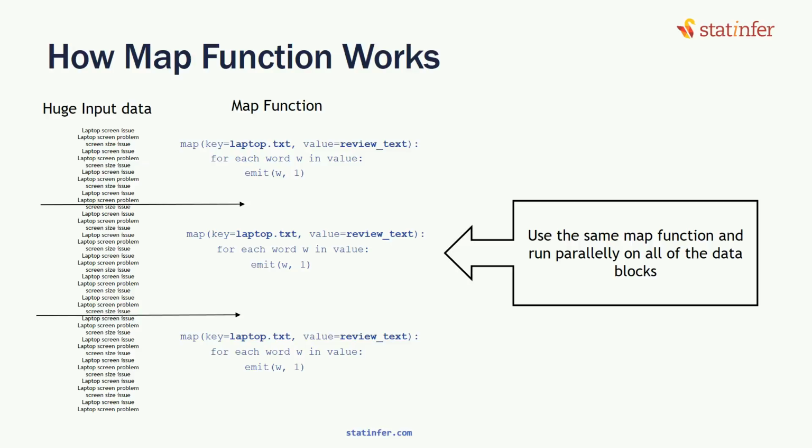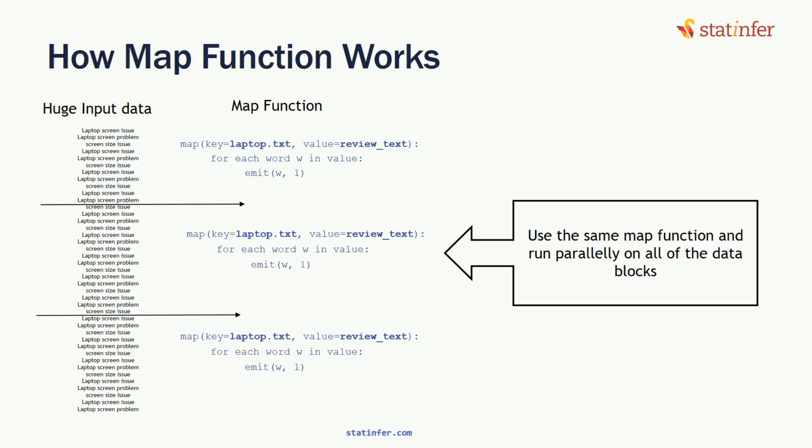Can we apply the same map function? We have one map function. What does it do? It takes the input as text and gives the output as each word and 1. That's it. So apply the same map function in parallel, or simultaneously, on each of these pieces.